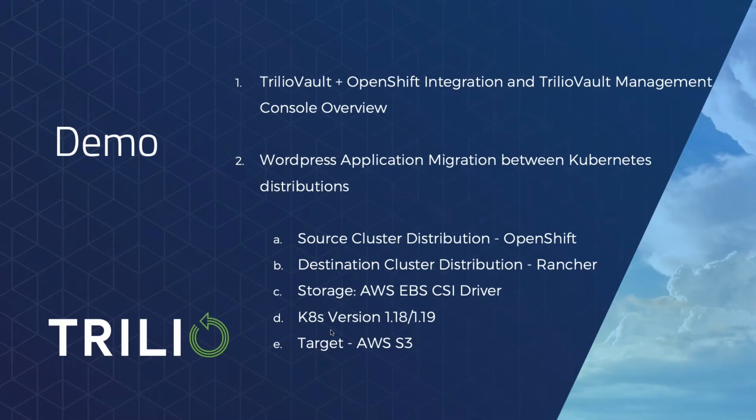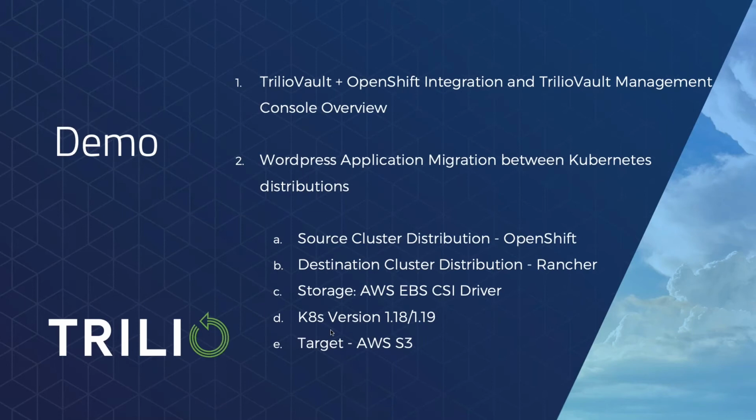Now, what we'll do is a quick demo of how Trilio Vault functions and what the different gauges and pieces are that are provided with the product, which make it easy to manage. First, we'll look at Trilio Vault and an OpenShift integration. We'll also cover the Trilio Vault management console. We have a WordPress application. We will do a migration between different Kubernetes distributions.